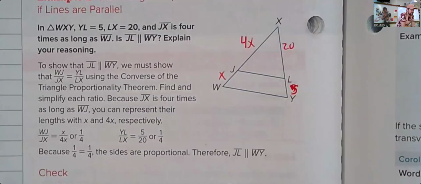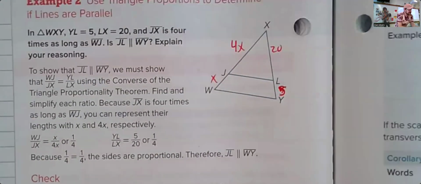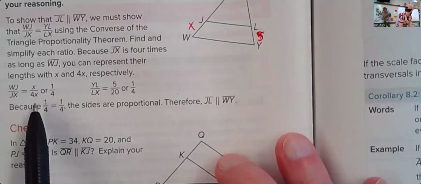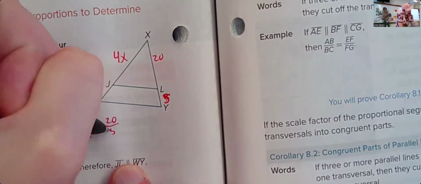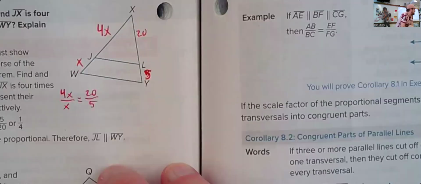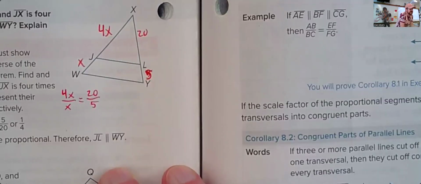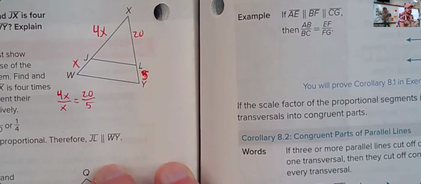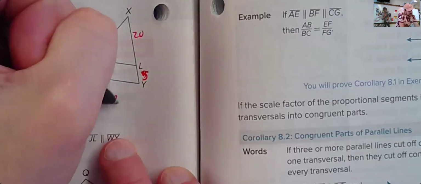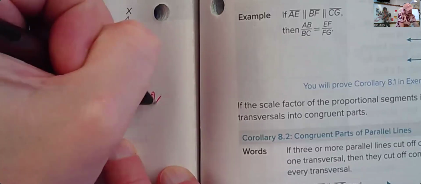So we're going to start off by saying, let's just write our own. Let's say 4x over x is equal to 20 over 5, because that's how we'd set that up. If we're using the triangle proportionality theorem to test to see if the lines are parallel, we would go with what we did on the last page. So 4x over x equals 20 over 5. When you cross multiply, what do you end up with? You get 20x equals 20x.